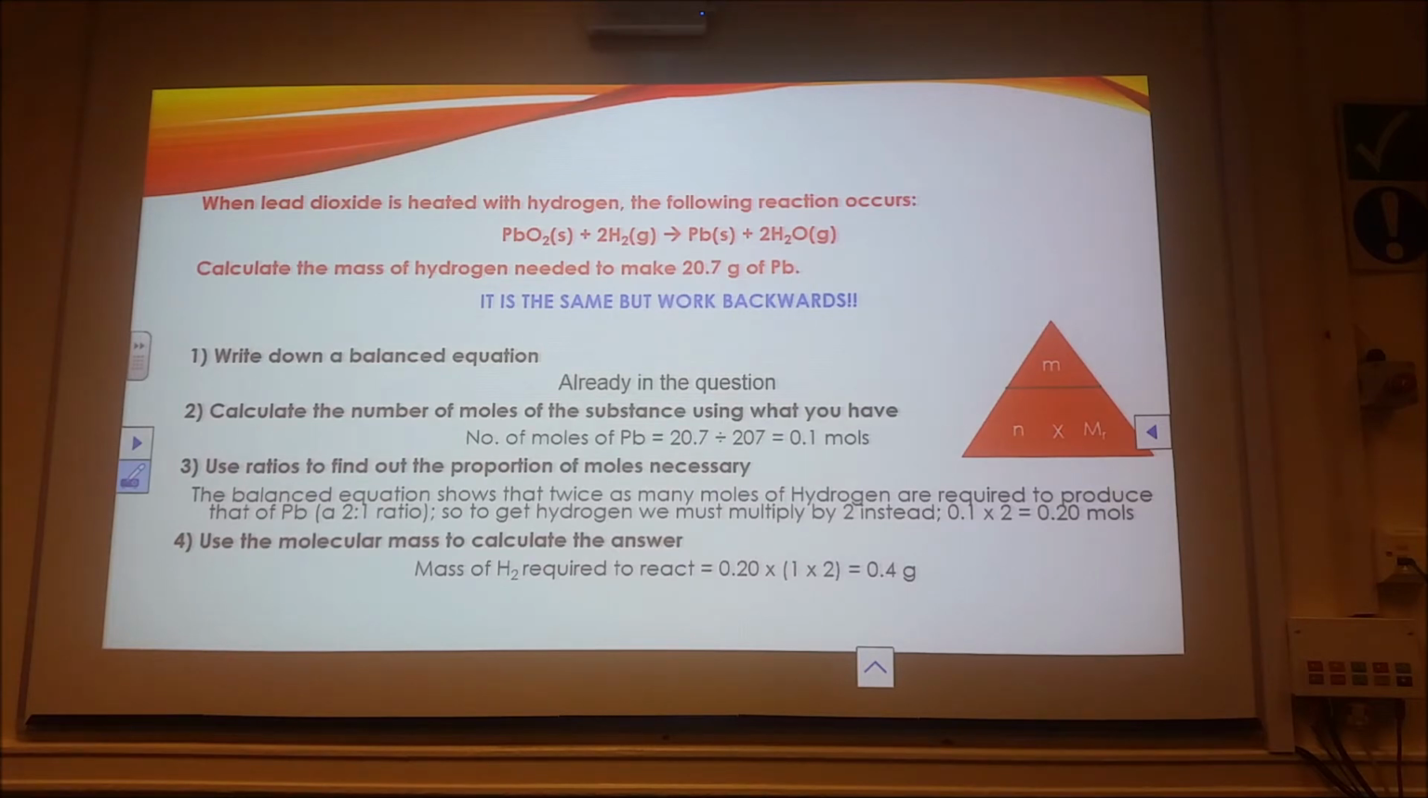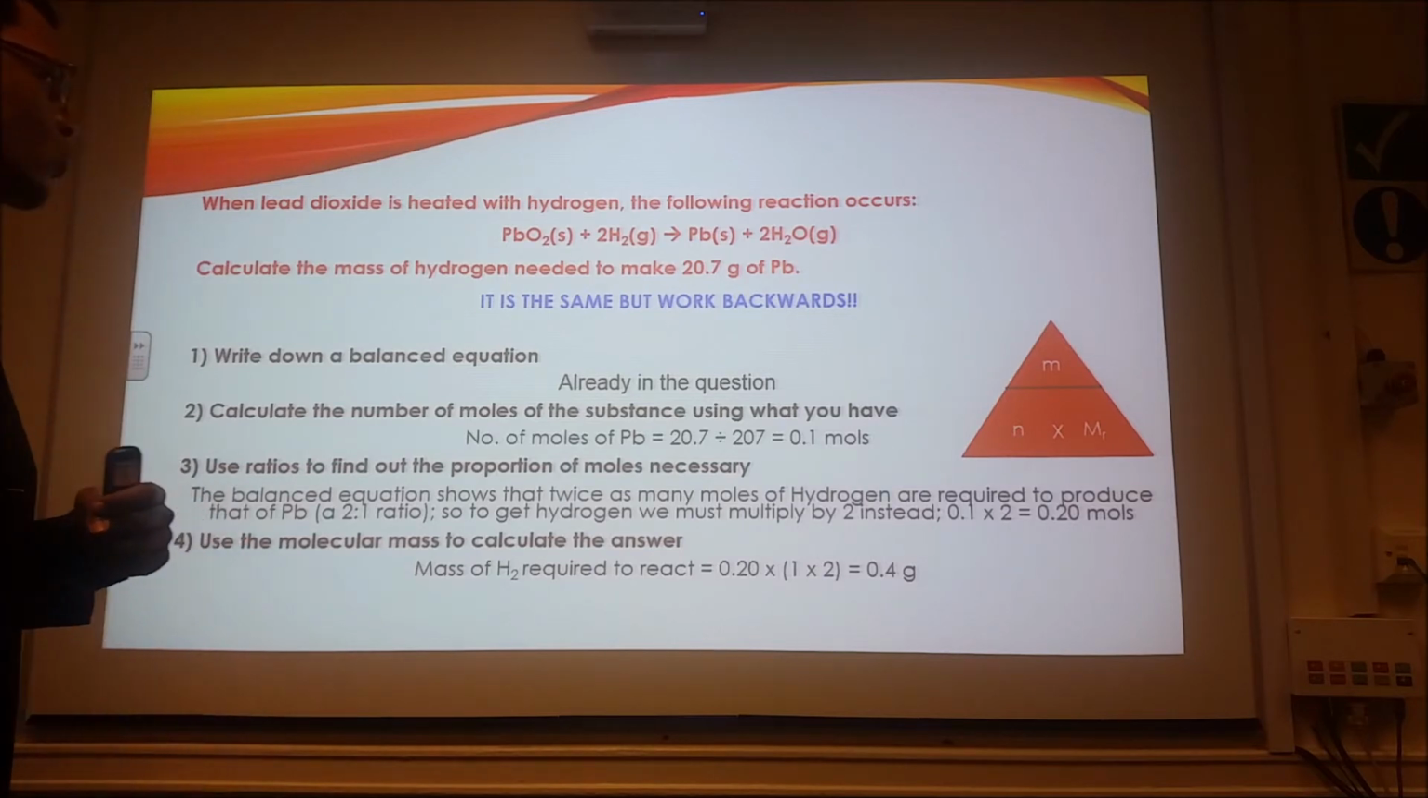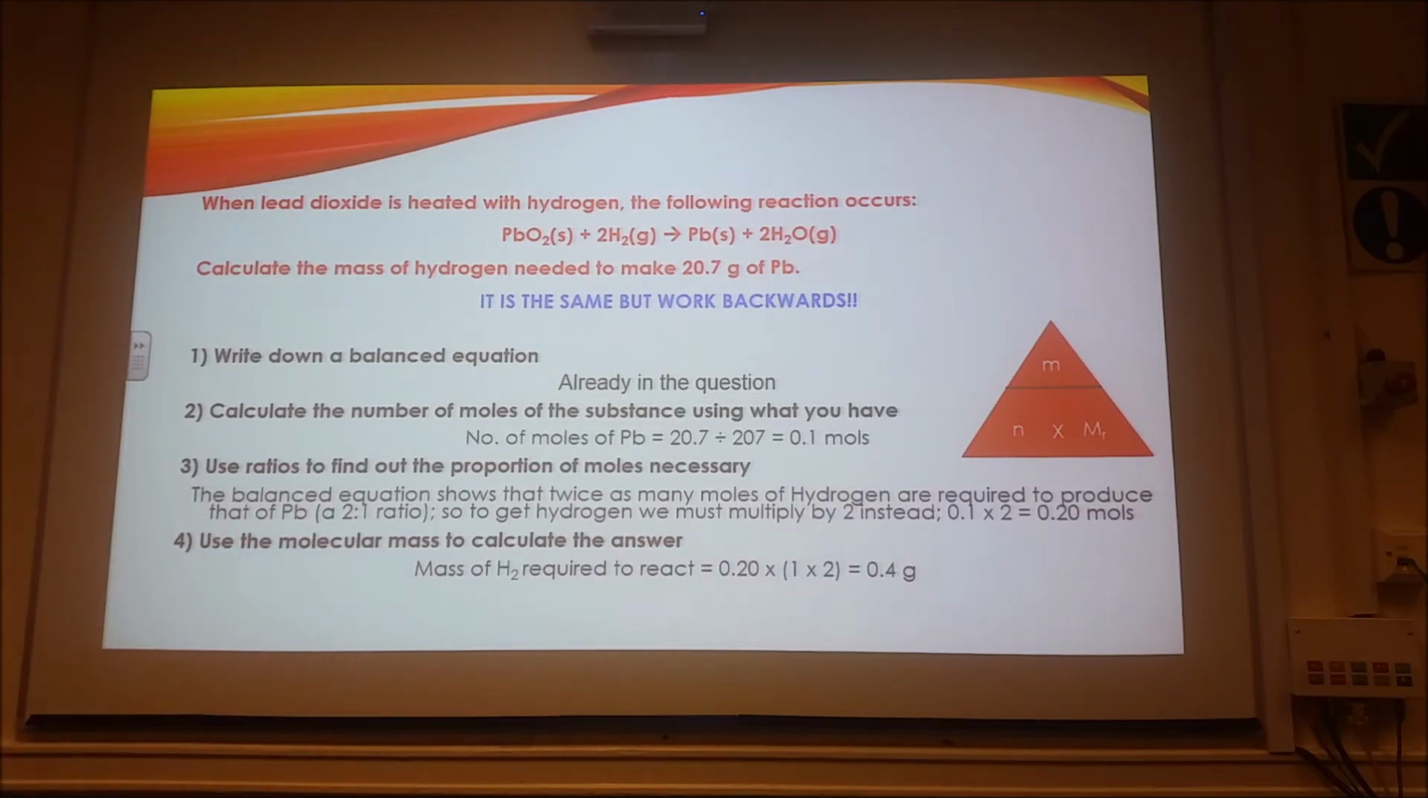Now, here's another type of question you might get. When lead oxide is heated with hydrogen, the following reaction occurs. So this is lead oxide plus hydrogen gives us lead and water. Calculate the mass of hydrogen needed to make 20.7 grams of lead. So we follow the same method. First of all, write the balanced equation. In this case, it's already in the question.